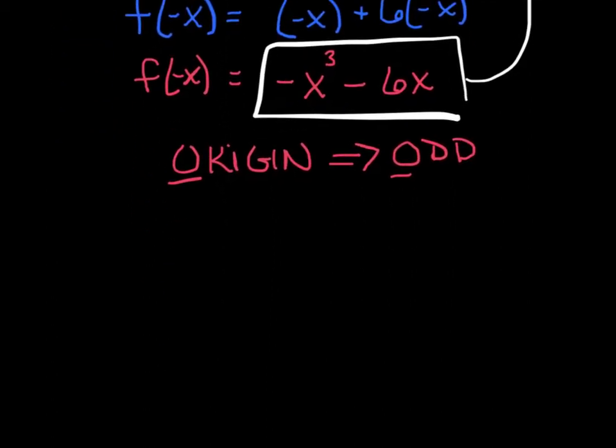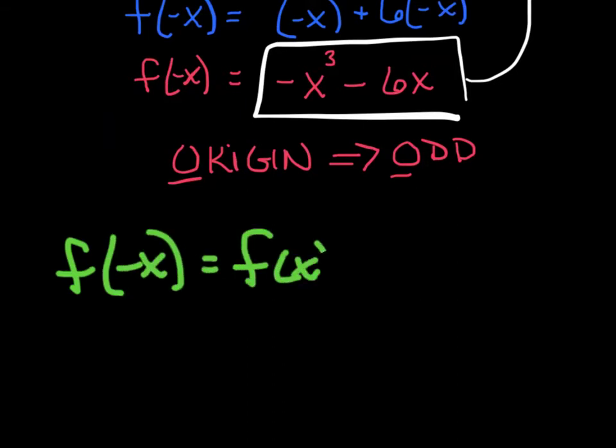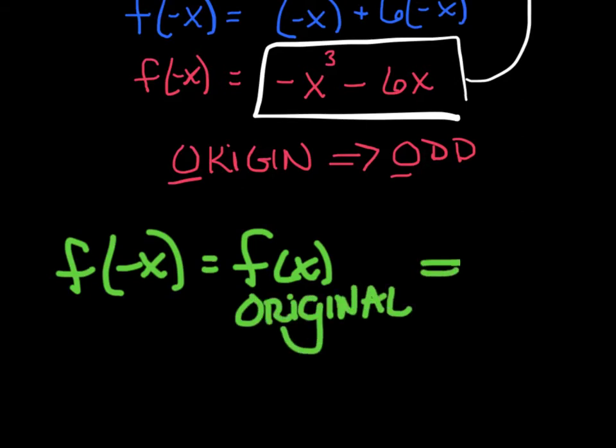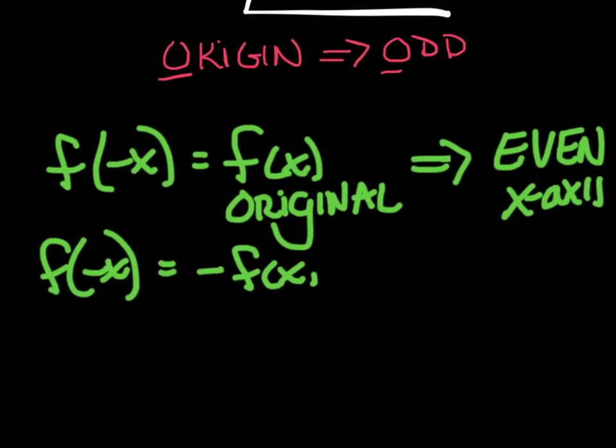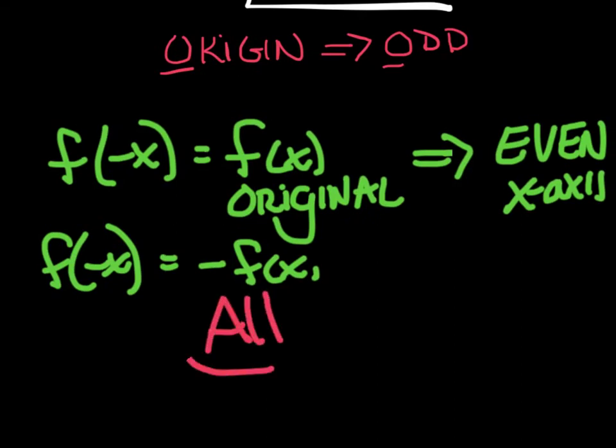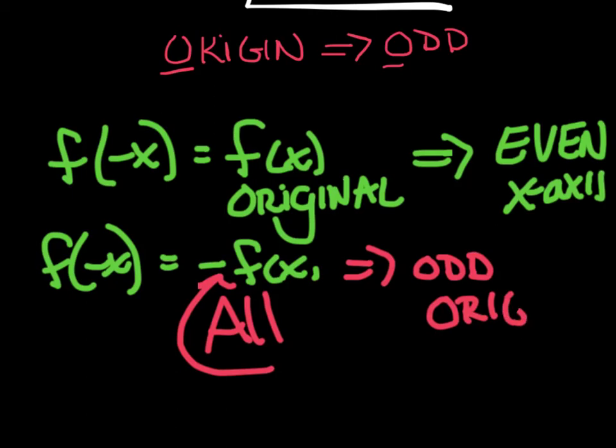So just to recap, when you substitute in negative x, if you get f of x, and I just want to state that's the original function, that implies that you are even, and that is with respect to the y-axis. If you substitute in negative x and you get the negative version out, and I want to be clear, that means all terms have been negated, that implies you are odd, and that is symmetric to the origin. Odd and origin. And again, I can't stress this enough, all terms have to change signs.